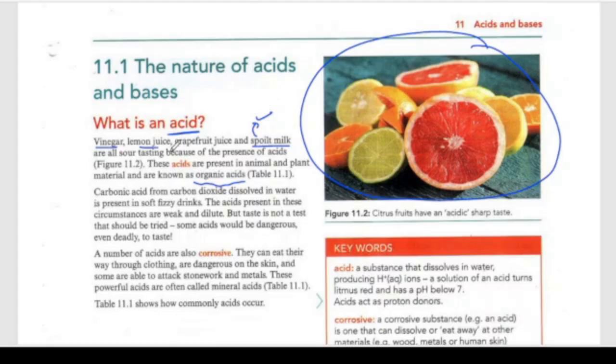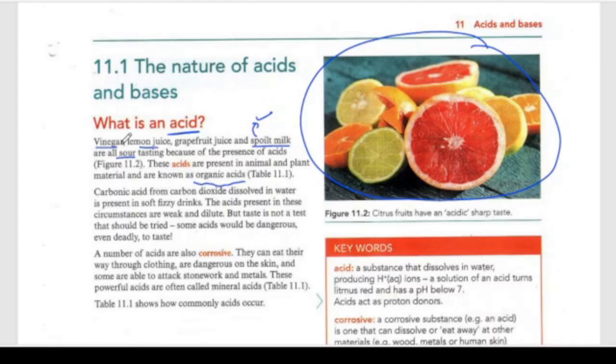So all these things are actually sour in taste. So when you talk about the taste of the acid, it is basically sour. It has a sour taste. But this we can taste because we are talking about organic acids. Not all the acids can be tasted. Do not at all try this in your school, because in the school laboratories we have acids, right? So do not taste those acids.